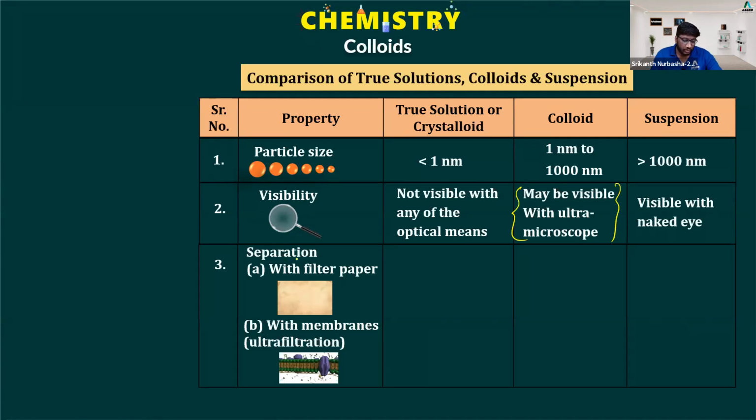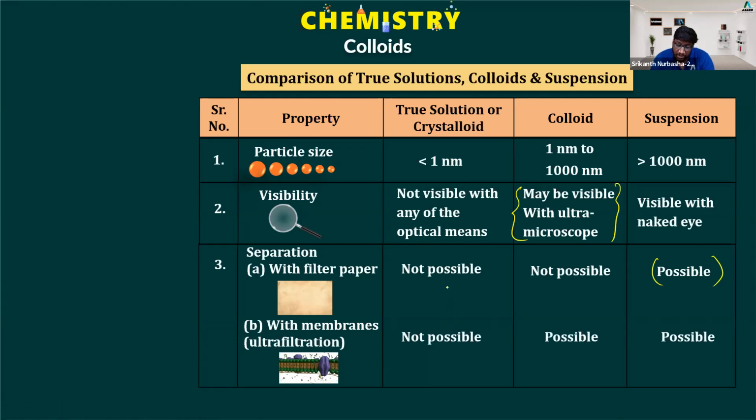Separation. With the filter paper, can you separate crystalloid? No, sir. No separation, because the particle size is very less. Through those pores, the particles are actually going. So with the filter paper, with the membrane also, you cannot do the separation. So separation of crystalloid particles is not possible. With the filter paper, you can separate suspension.